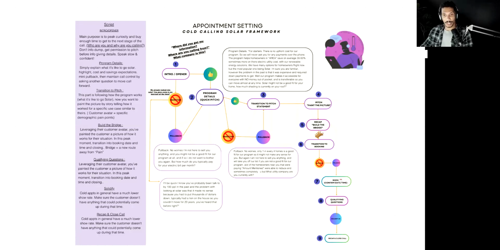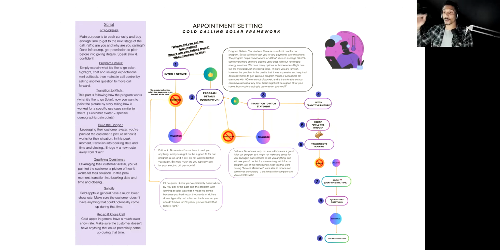And then number 3, so we're going to transition to the pitch and full program details, and we're going to paint the picture. So transition to the pitch. This part is following how the program works. Essentially, what it's like to go solar. Now you want to paint the picture by storytelling how it worked for a specific use case similar to theirs, right? I'm big on painting the picture. If you've been on my trainings before, I talk about painting the picture and building the bridge all the time.